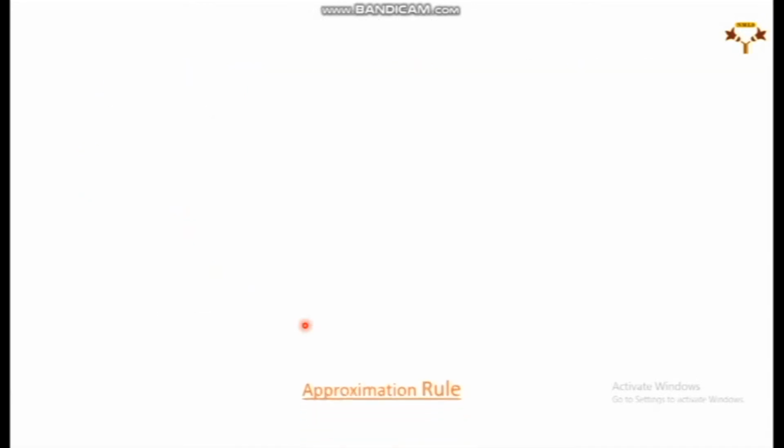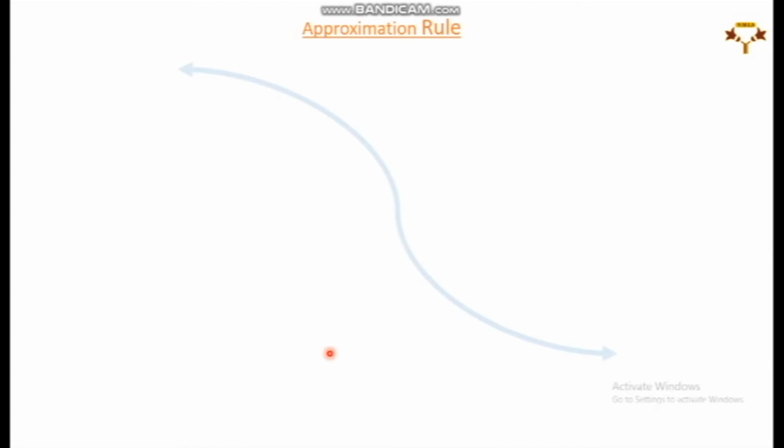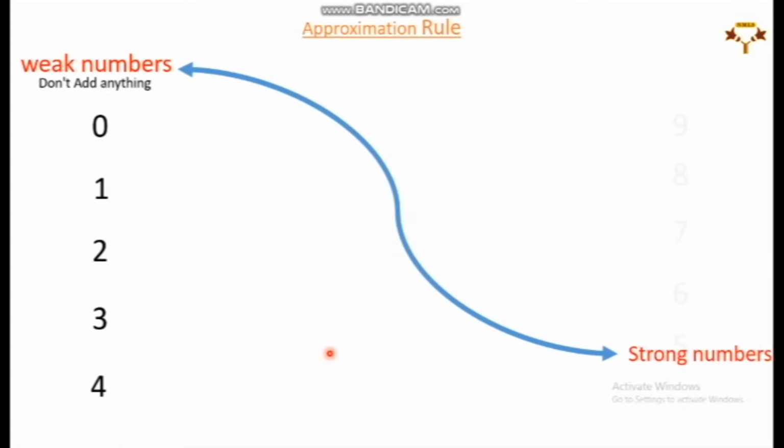To make approximation easier, we took an approximation rule. The approximation rule consists of two groups, the weak numbers group and the strong numbers group. First, the weak numbers group, which are 0, 1, 2, 3, and 4. In this weak group, we don't add anything to the circled number, while for the strong numbers, which are 5, 6, 7, 8, and 9, we add 1 to the circled number.